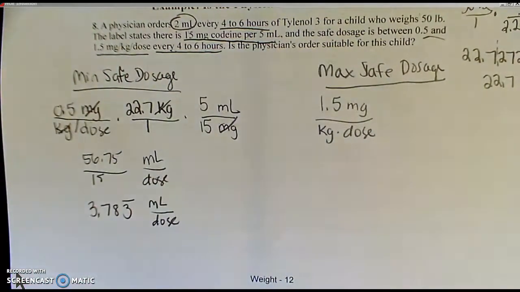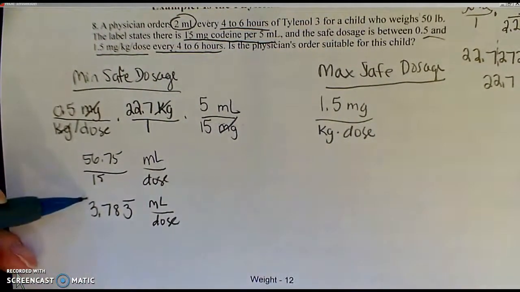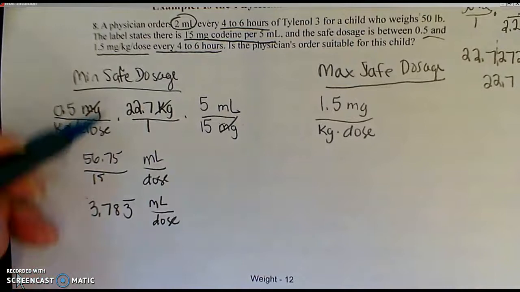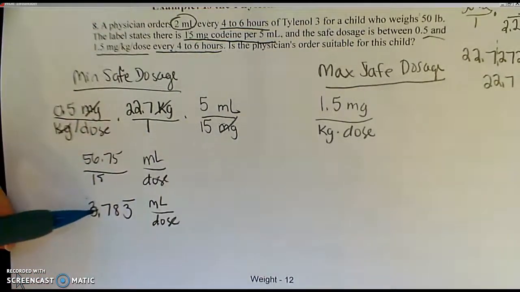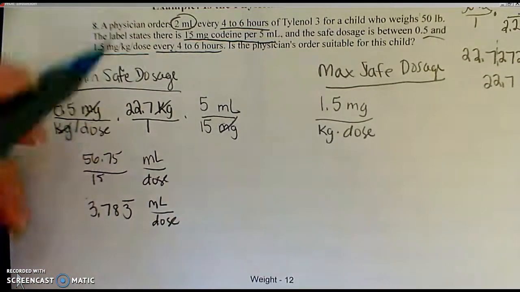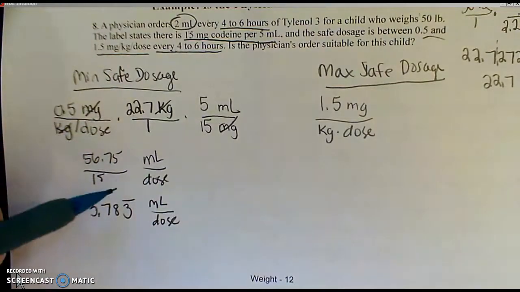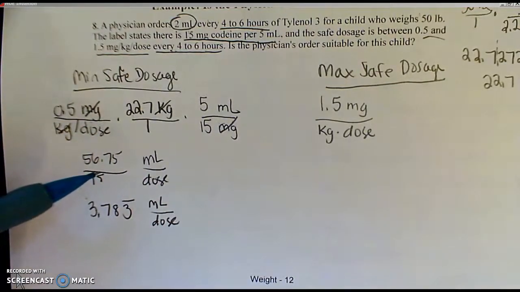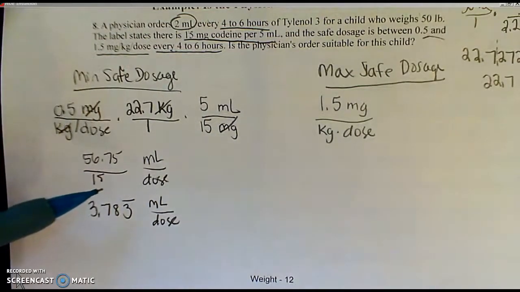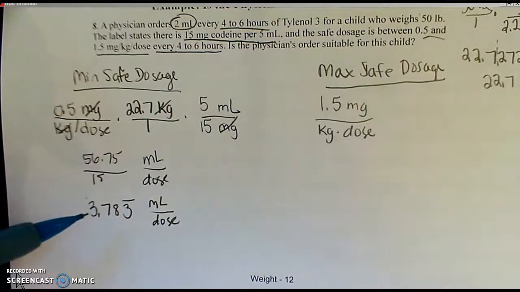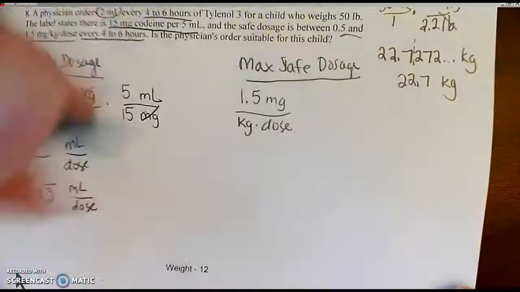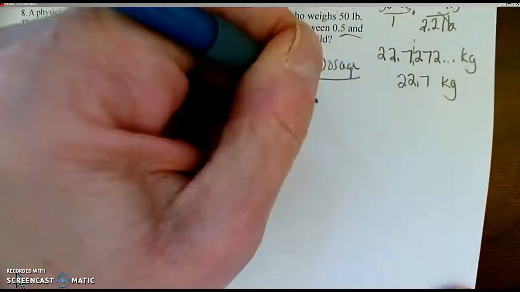Now, those of you who are really understanding what we're doing here, we already know that the 2 milliliters is below the minimum safe dosage, so we really already have the information. But when you're telling somebody else that they have made a mistake in the prescribing information, I think it's best to go ahead and do all the calculations just to be sure. So let's go ahead and do the rest of it, even though we already have the answer to the question.